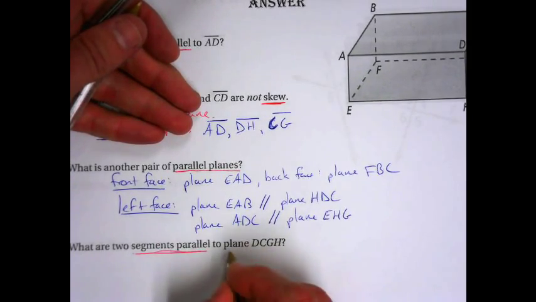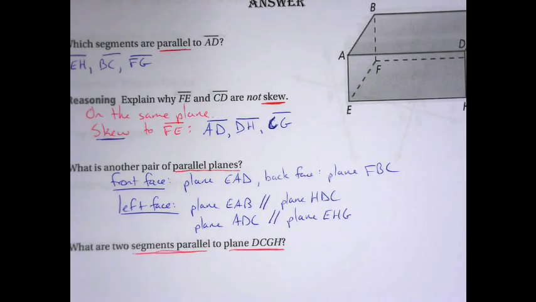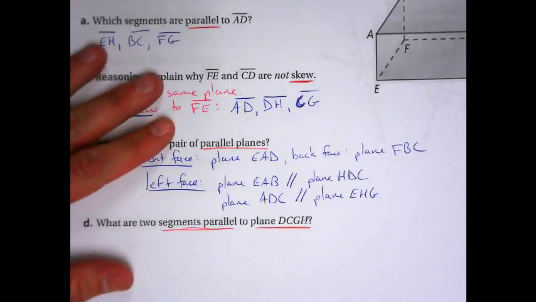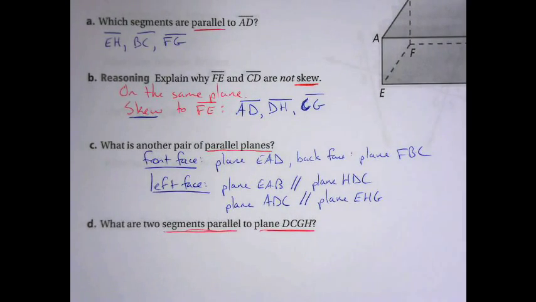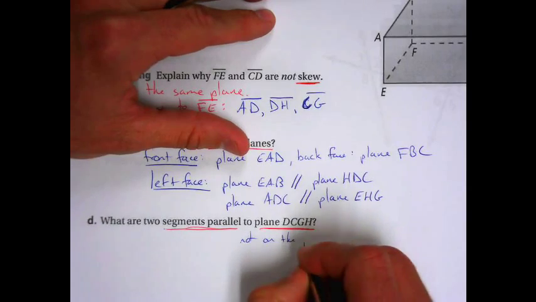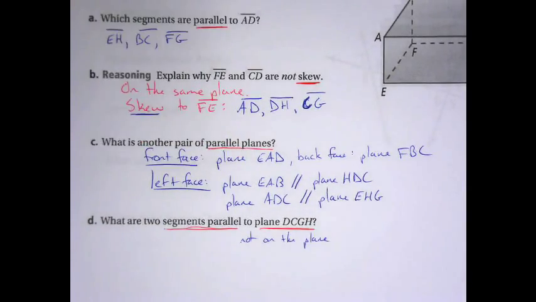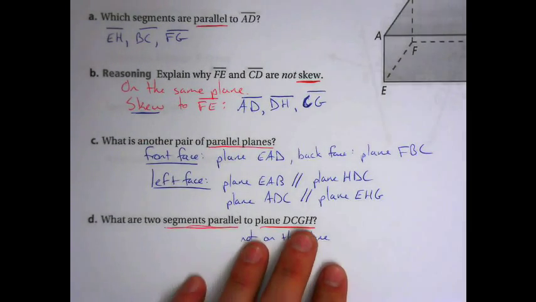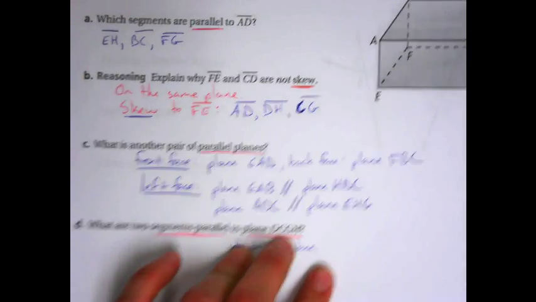That is so fun. Segments parallel to a plane. Well, how's that possible? It's just a segment, but it's parallel to a plane. That means they're not on the plane, but are parallel to it, okay? So first let's find this plane that we're referencing here, DCGH.